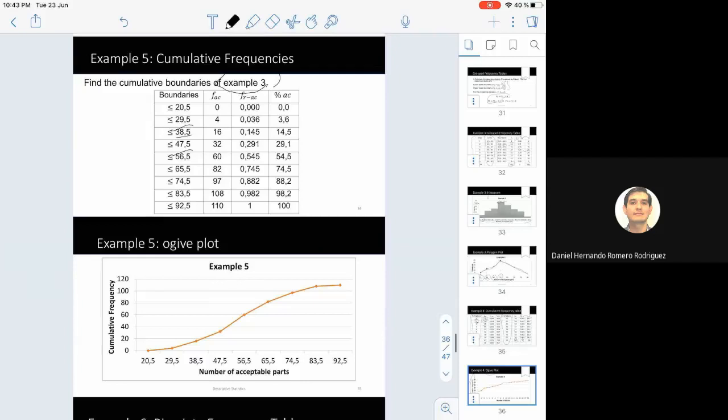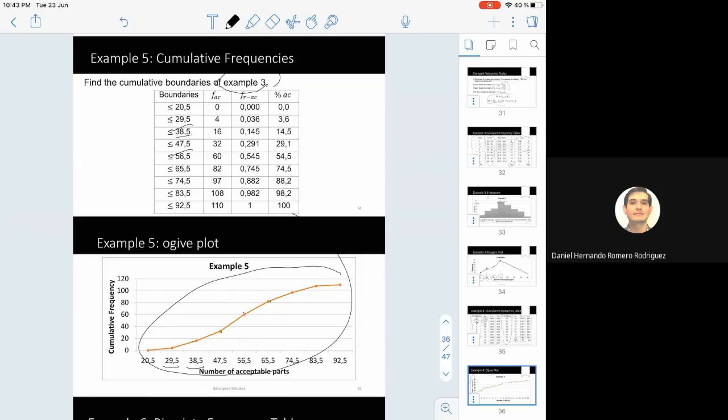Then in the ogive plot, the dots are located at the upper limits. So we have the 29.5, 38.5. Once we plot the dots, you just connect them and you will have an increasing plot. We will see what is the purpose of this plot later when we get to the Pareto chart, but just to give you an idea.